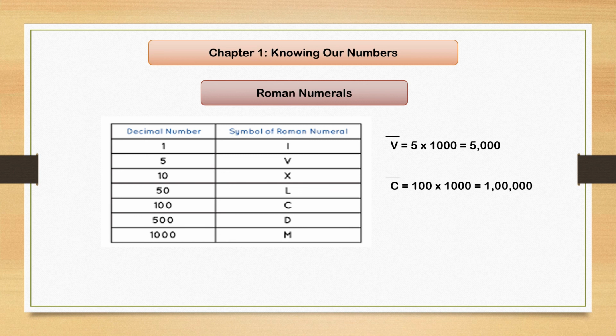So here is a chart representing the symbols for the Hindu-Arabic numeral system or numbers. Now, if we place a bar over any Roman numeral, the value gets multiplied by 1000. For example, if you place a bar over V, now V is the symbol denoted for the value 5. So after placing the bar, the value 5 gets multiplied by 1000 and we get the answer as 5000. So the value of V with the bar over it becomes 5000.